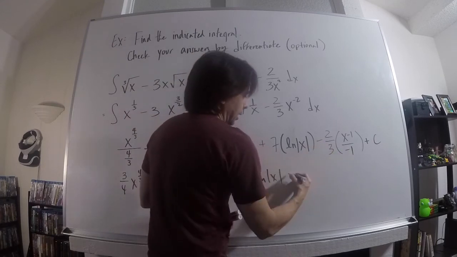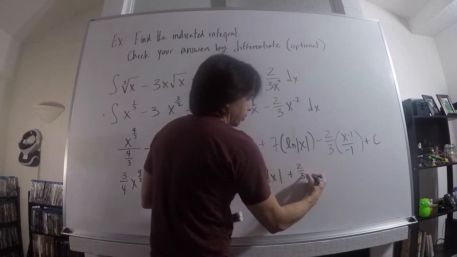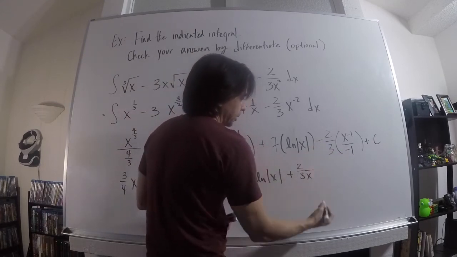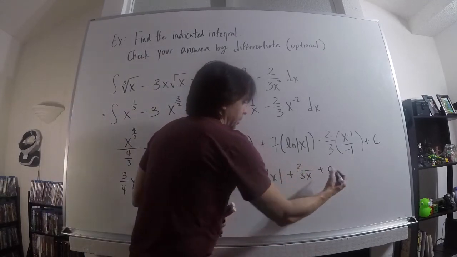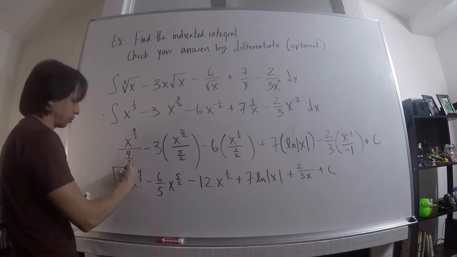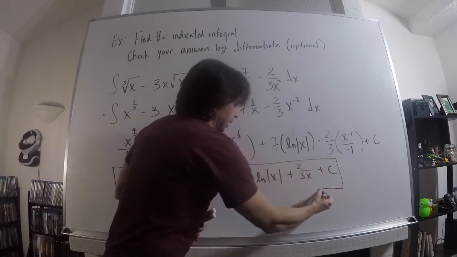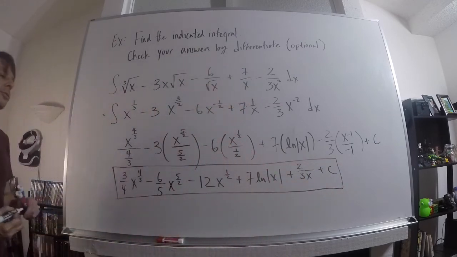That one, the negative will cancel, so I'll get plus 2/3 x to the -1. Maybe I want to rewrite that as x on the bottom, but maybe not. I don't care. I can leave it as x to the -1. Plus the c for full credit. I'm not getting deducted minor petty points.